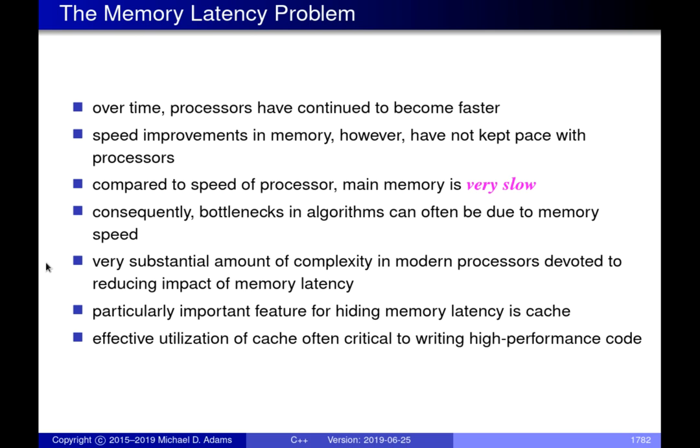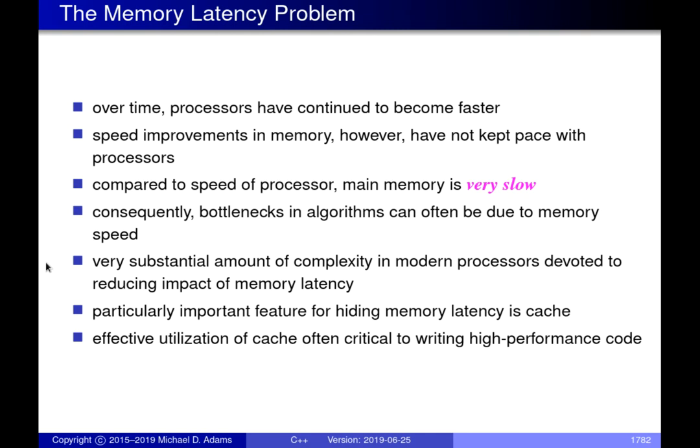Essentially the problem is the so-called memory latency problem, which is the following. Over time, processors have continued to become faster and faster. Although there have been some speed improvements for memory, memory has not kept pace with processors. So there's a very large gap between the speed of processors and the speed of main memory. Compared to the speed of a processor, main memory is, relatively speaking, very, very slow. Because of this, bottlenecks in algorithms can often arise due to memory speed, not the speed of the processor. In other words, memory speed becomes the bottleneck.